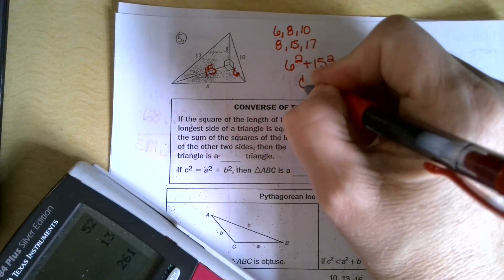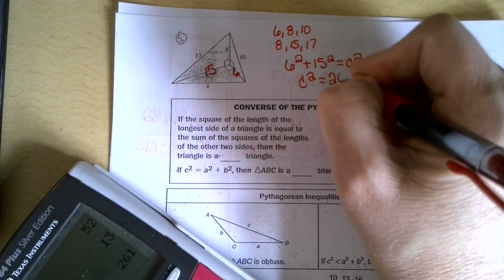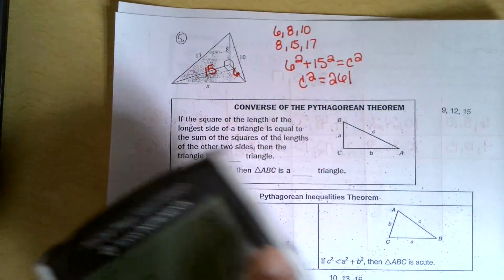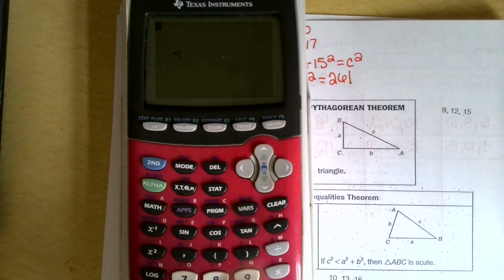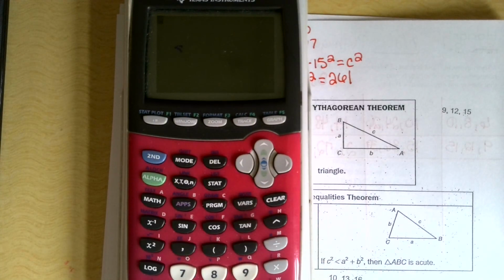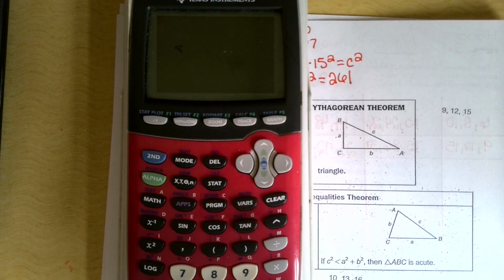$261. 261 is an odd number, so I can't divide it by 2. Remember I told you that if you divide the problem by 2, divide the problem by 3, to see what you end up with might help you find that perfect square, okay?